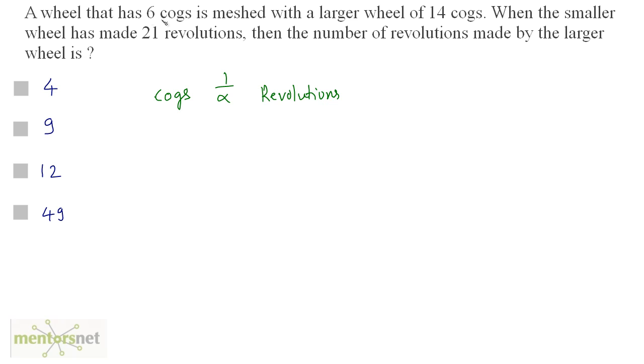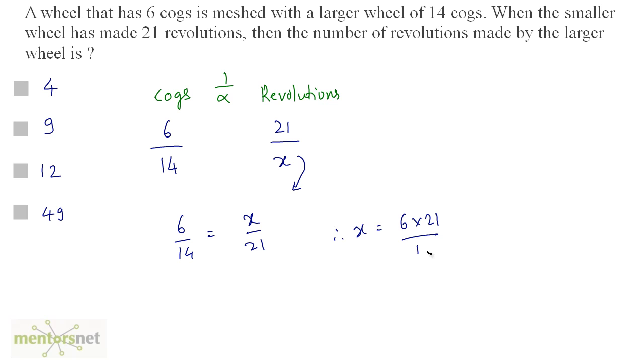We have a wheel that has 6 cogs, and this wheel, that is a smaller wheel, makes 21 revolutions. And it is meshed with a larger wheel of 14 cogs. So the number of cogs is 14. What is the number of revolutions? Let it be x. So these are the ratios. We have 6 by 14 is equal to, we will invert this ratio, so x by 21. So therefore x is equal to 6 times 21 by 14.